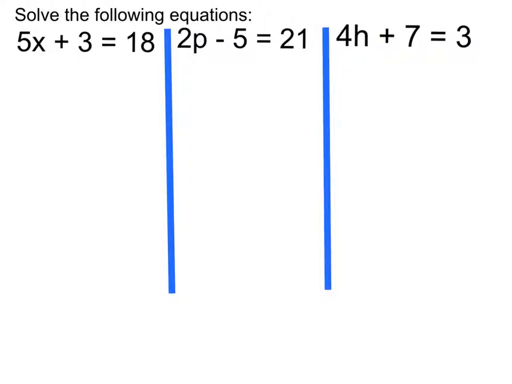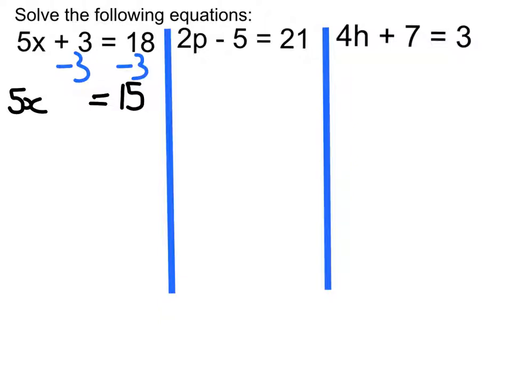Now in this first equation, 5x plus 3 equals 18, I'm going to move the 3 first. So that's been added, so I'm going to take away 3 from each side. So my next line, 5x will stay there, and 3 minus 3 is 0, so that disappears. 18 minus 3 is 15. So now it's a much easier equation.